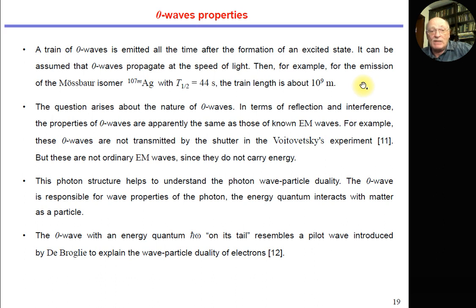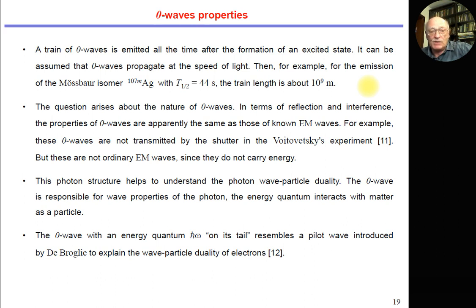The question arises about the nature of zero waves. In terms of reflection and interference, the properties of zero waves are apparently the same as those of known electromagnetic waves. For example, these zero waves are not transmitted by the shutter in the Vladimir experiment. But these are not ordinary electromagnetic waves since they don't carry energy.